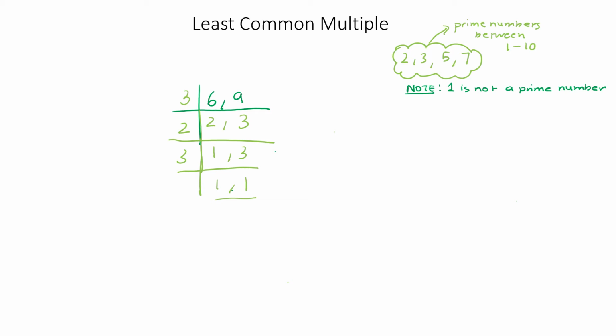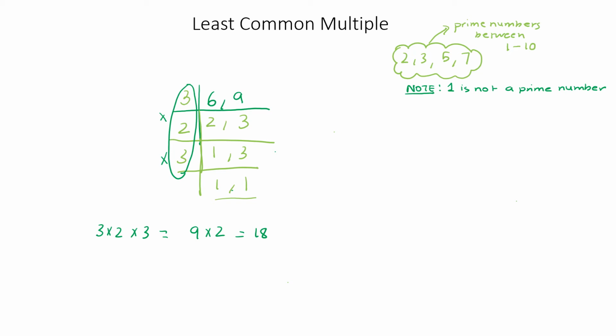And now to find the least common multiple, we multiply these numbers on the side. So we would do 3 times 2 times 3. 3 times 3 is 9, times 2 is 18. And 18 was the least common multiple.